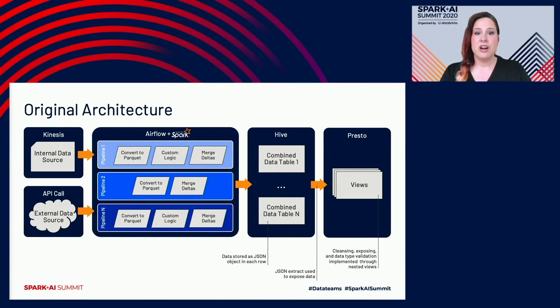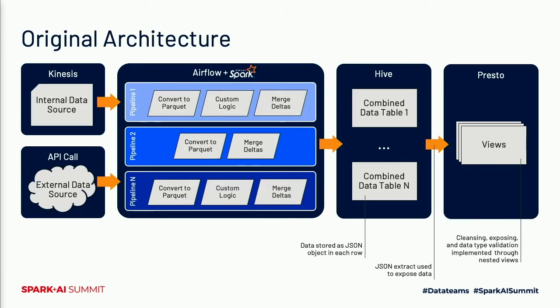This is the original architecture designed to support Zillow Offers. Looking from left to right, our pipelines start with the collection of data. As I had mentioned, we had to support both internal and external sources. For our internal sources, product teams would stream this data via Kinesis, and we'd land it in S3. For external sources, we use typical API calls to land the same data.